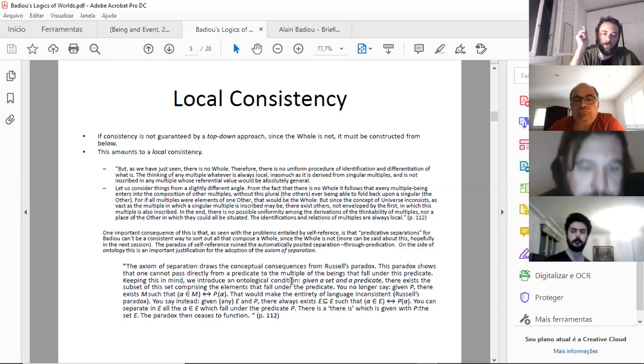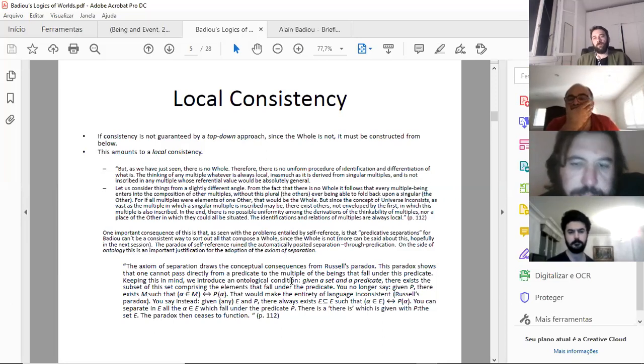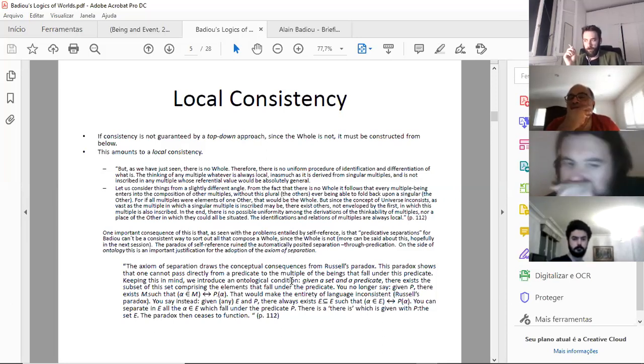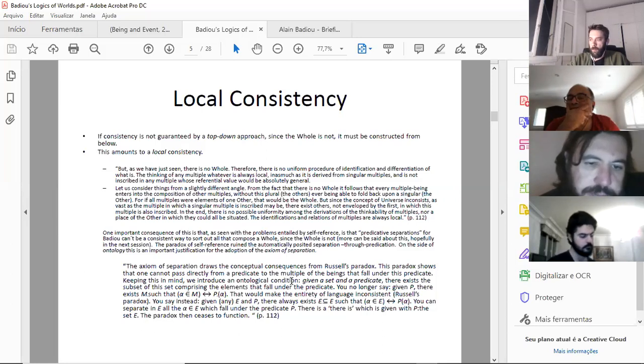So I think the quote is interesting. The axiom of separation draws a conceptual consequence from Russell's paradox. This paradox shows that one cannot pass directly from a predicate to the multiple of the beings that fall under this predicate. Keeping this in mind, we introduce an ontological condition. Given a set and the predicate, there exists the subset of this set comprising the elements that fall under the predicate. You no longer say, this is very important.